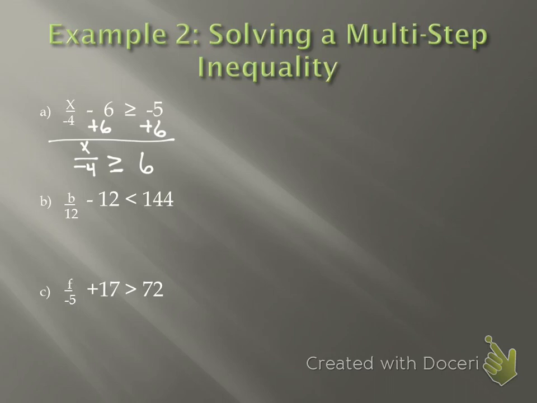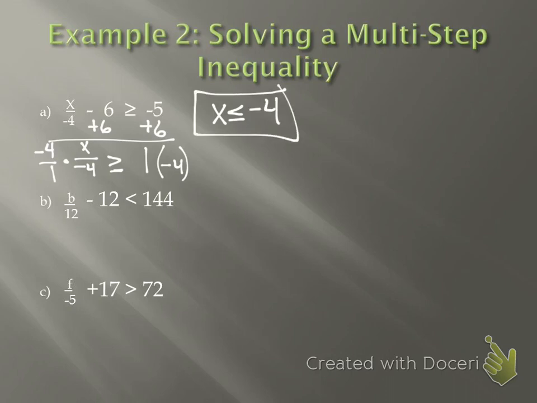Multiply both sides by negative 4. Uh-oh. What happens? I have to switch my inequality because I multiplied by a negative. This should be a 1, not a 6. So now 1 times negative 4, I'm going to have x is less than or equal to negative 4. I had to reverse my inequality because I multiplied by a negative.